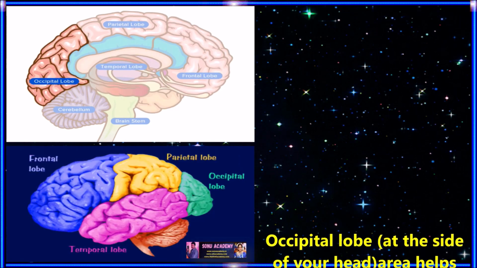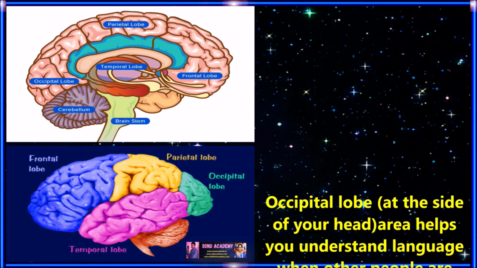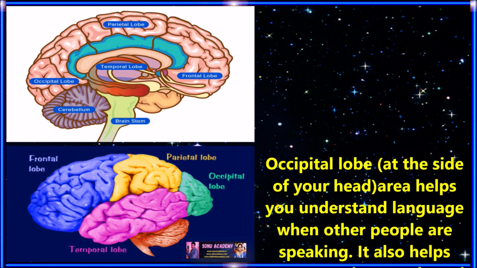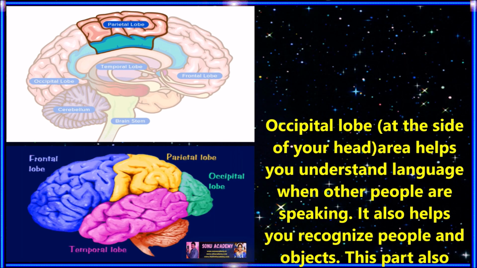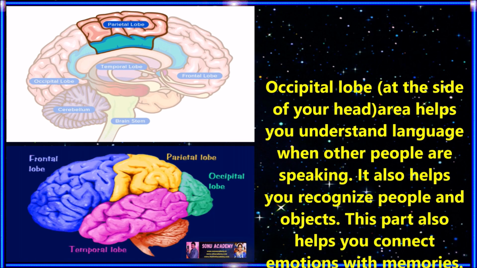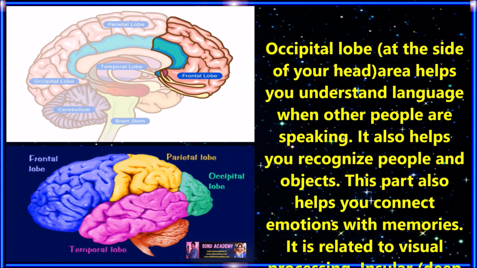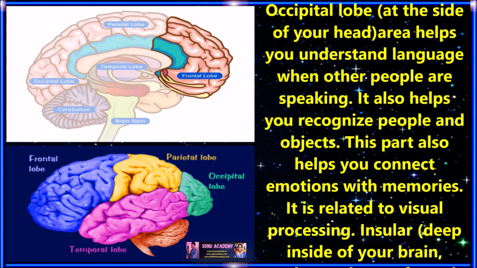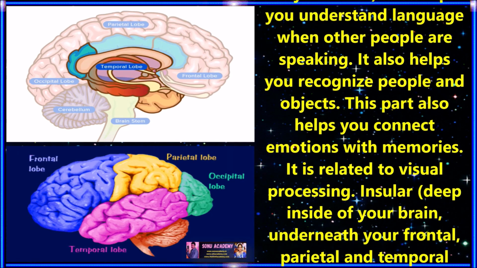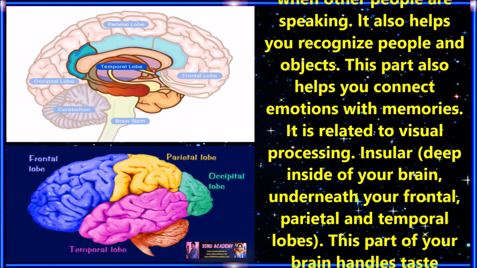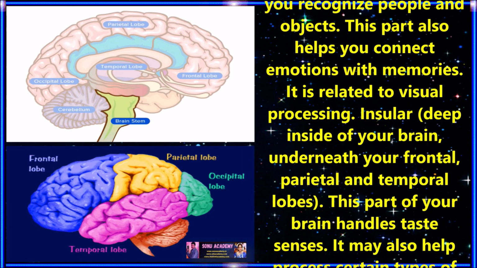Children, now let us discuss the occipital lobe. The occipital lobe is situated at the side of your head. This area helps you understand language when other people are speaking. It also helps you recognize people and objects. This part also helps you connect emotions with memories. It is related to visual processing.